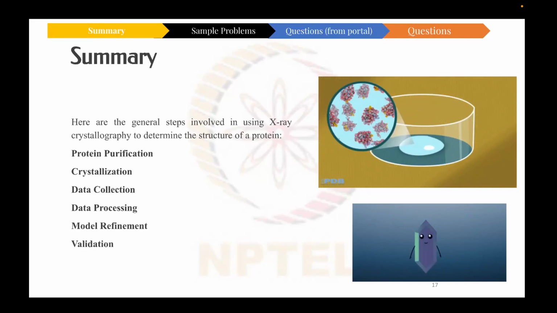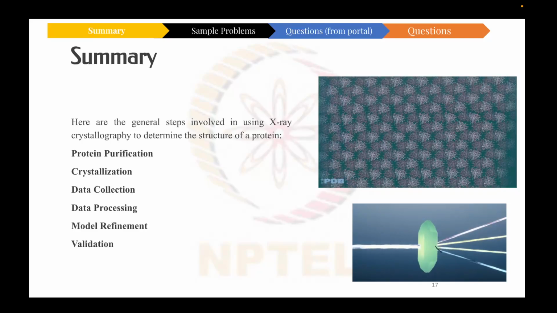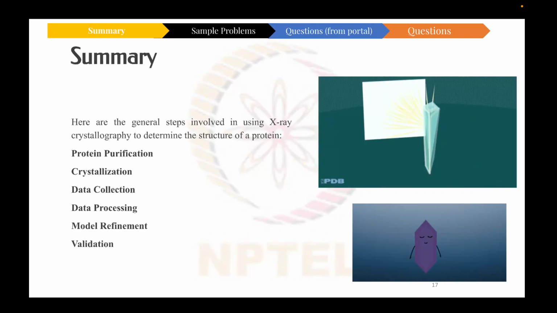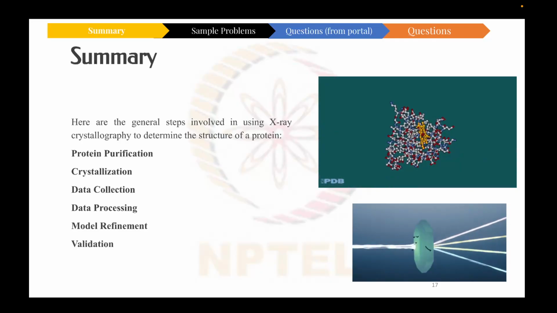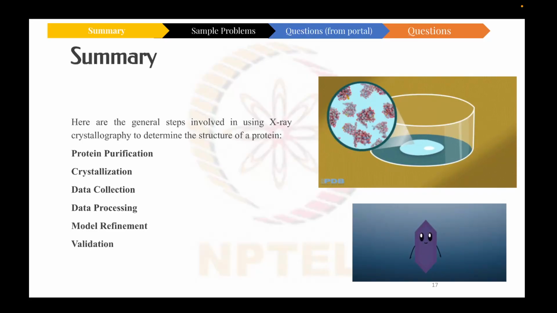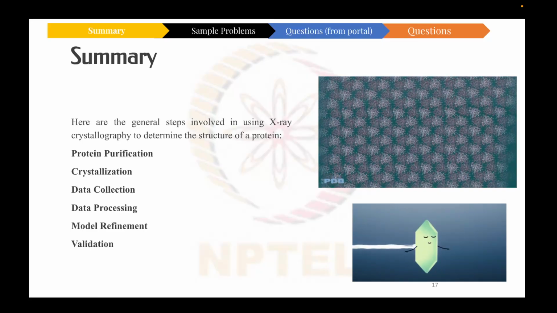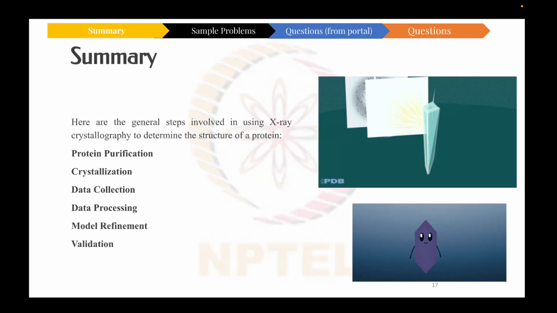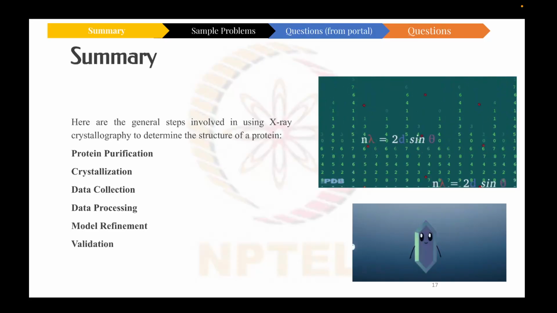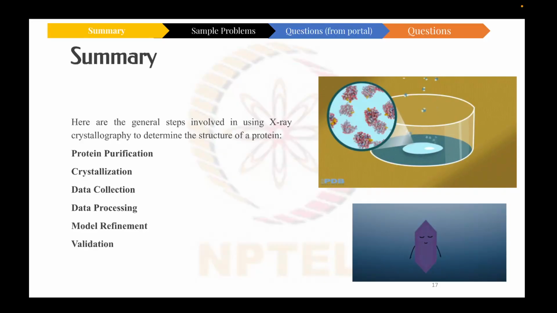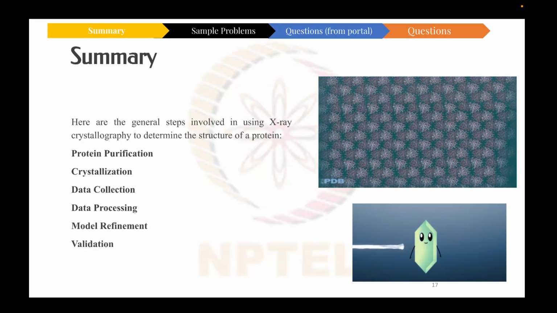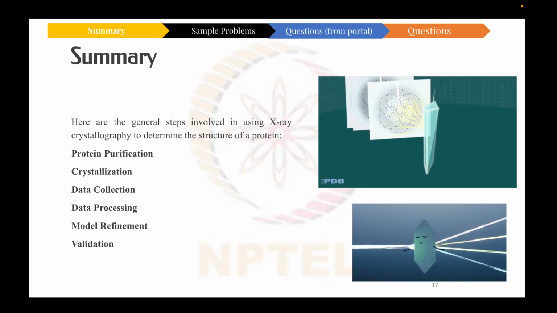The steps are purification, crystallization, data collection, data processing, model refinement and validation. The first step is to obtain a pure sample of the protein. The proteins are typically expressed in host organisms, and widely used bacterial hosts are E. coli or yeast, and then purified using a combination of techniques such as chromatography, filtration and dialysis.